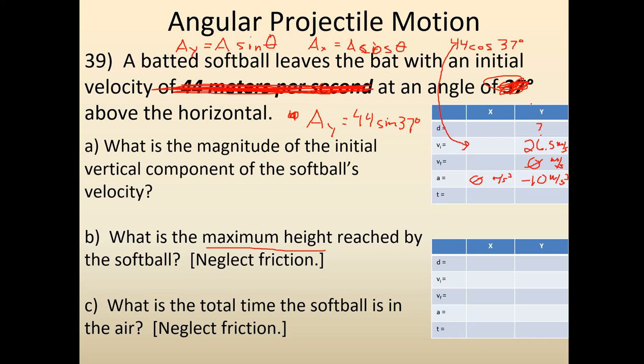Now I'm going to actually do this. I'm going to draw this to remind myself that this is all just half of the path, going from the bottom to the maximum height. This is going to play a part later. So once I do this, d, vi, vf, a, I'm going to use the timeless equation, vf squared equals vi squared plus 2ad.